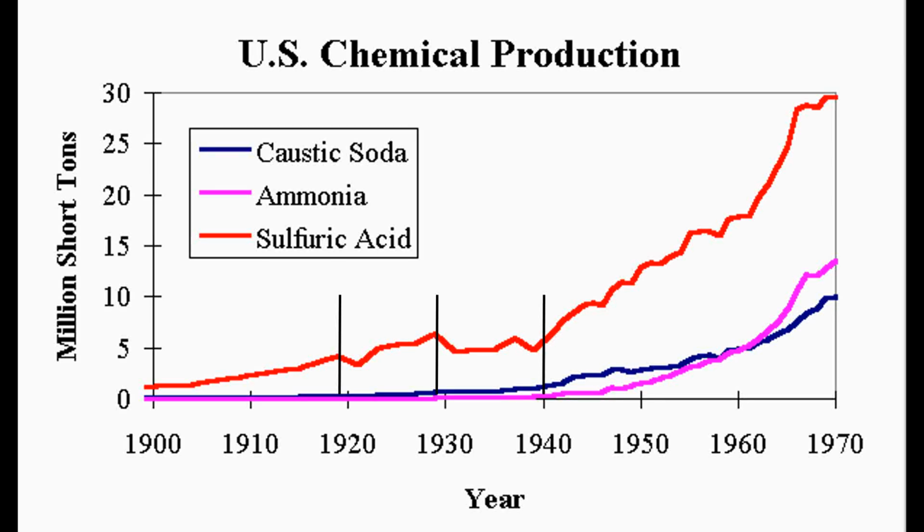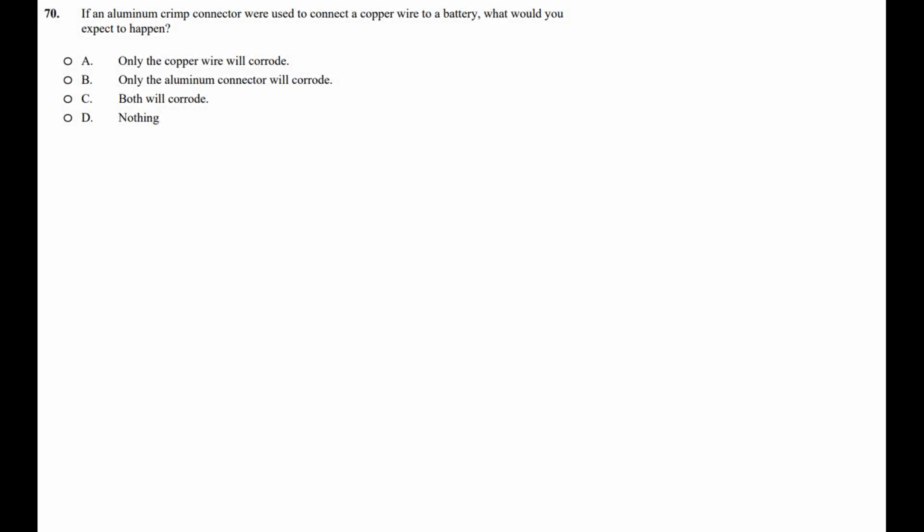As the U.S. entered the war, the economy was rapidly brought up to full production capacity. The post-war period saw the greatest economic growth in America's history, and this was reflected in ever-increasing sulfuric acid production. This trend continues today. Now we will look at problem 70.